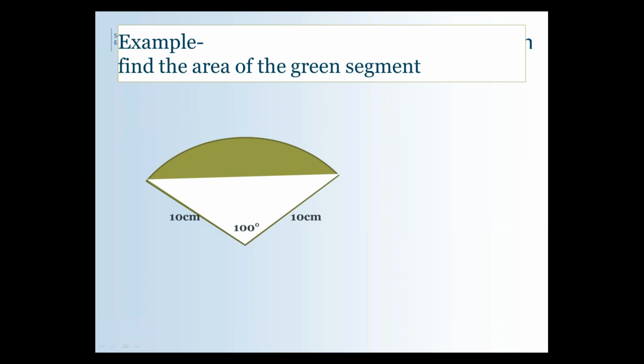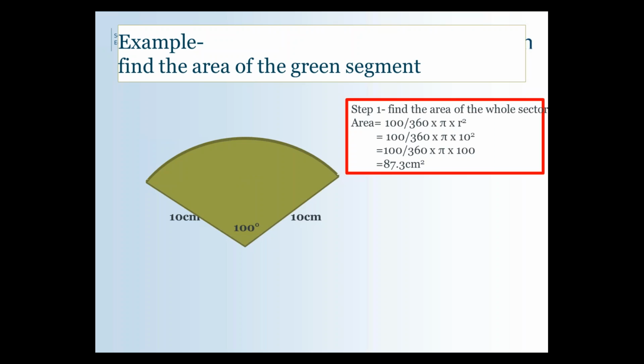So to find the area of the segment, which is the green bit there, involves doing those two bits. So the area of the whole sector is the 100 degrees as a fraction of 360, 100 over 360, multiplied by pi r squared, where r, the radius in this case, is 10. So that's a bit of a calculation there. And it comes out that the area of the whole sector is 87.3 centimetres squared.